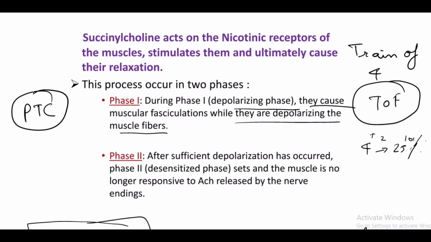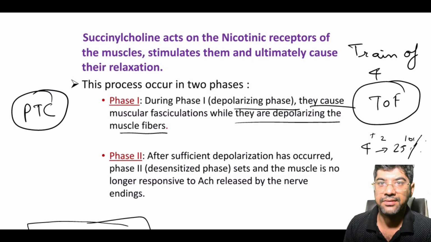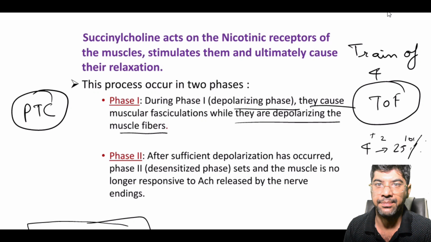D-tubocurarine has the highest potential for ganglionic blockage, causing side effects like hypotension. Succinylcholine can stimulate autonomic ganglia due to its agonistic action on nicotinic receptors, but the side effect is mild.